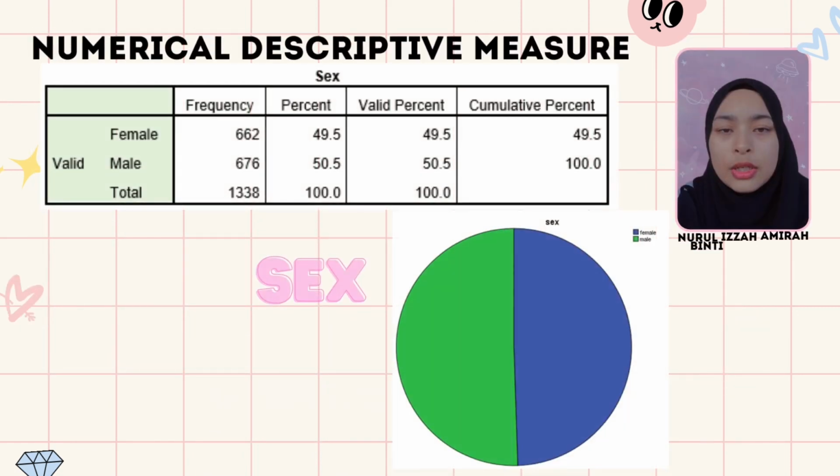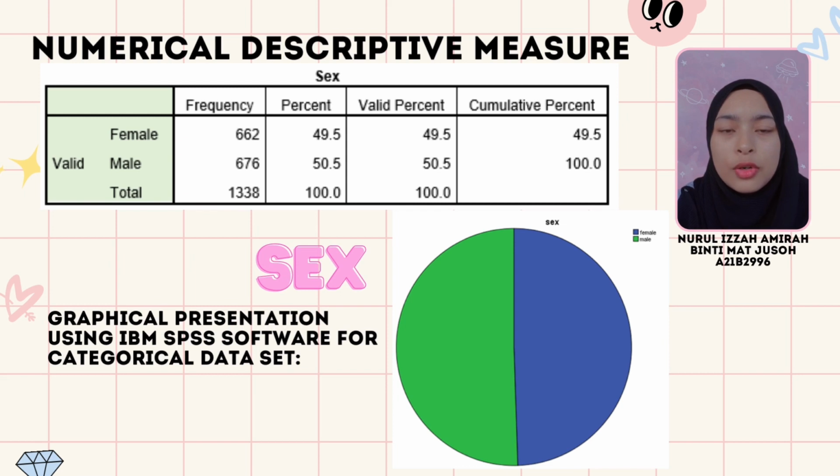The last one on this part is graphical presentation using IBM SPSS software for categorical dataset. Chart for sex are based on question 4, which is drawing on paper.